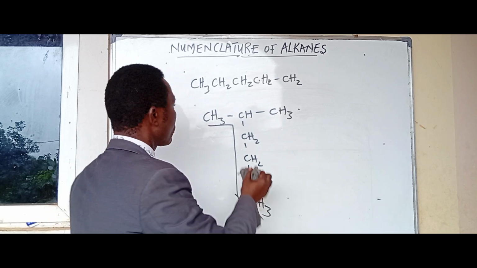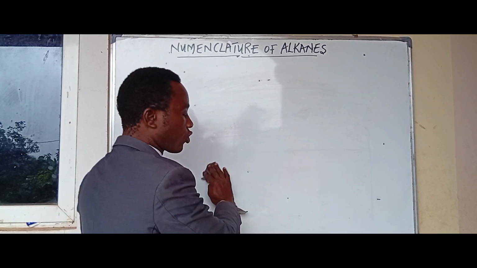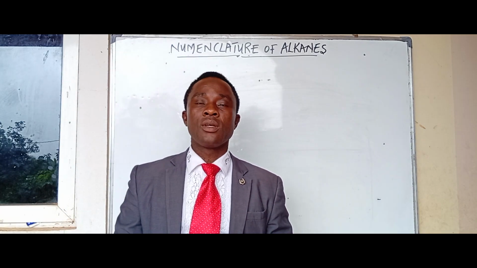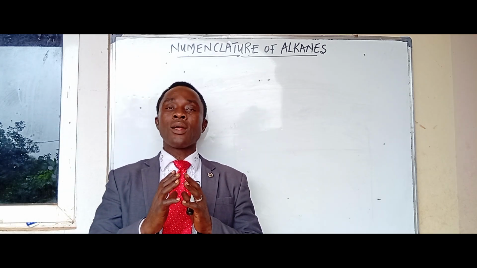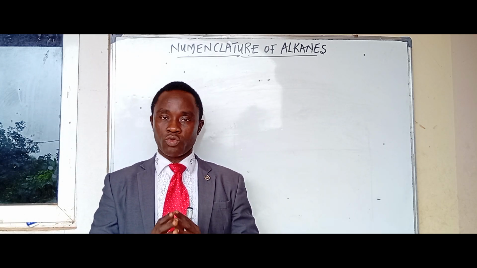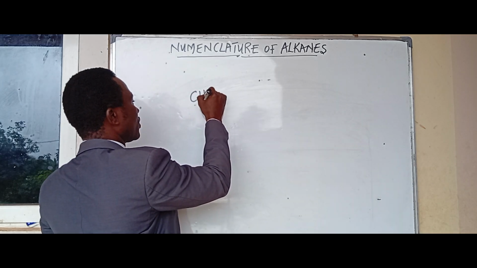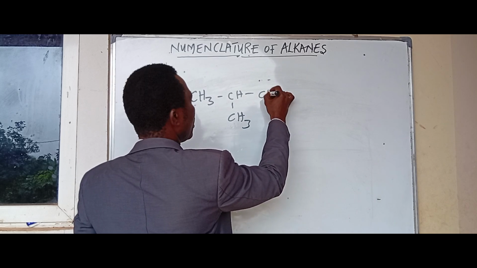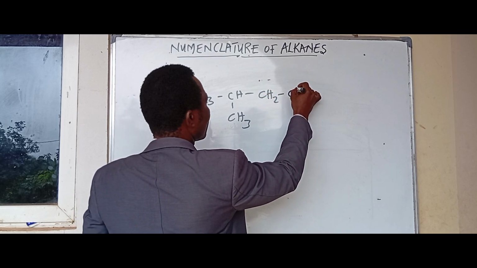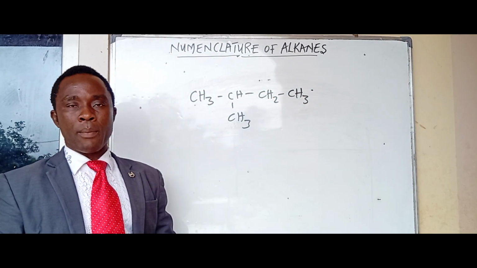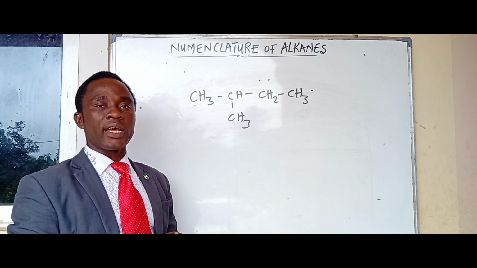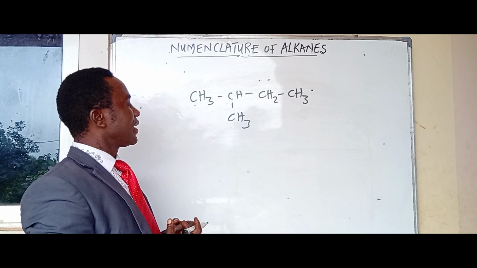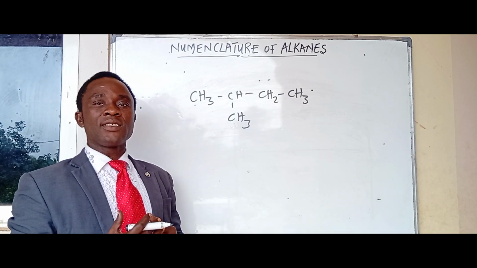Now what is the next? Rule 2 is that once you identify the longest unbroken carbon chain, then the next thing is you need to check to know whether there is a substituent. For example, when we have CH3, CH, then CH3, I have CH2 and CH3. Now, remember rule 1, you identify the longest unbroken chain, which is the straight chain in this case. Then the next is check whether there is a substituent.